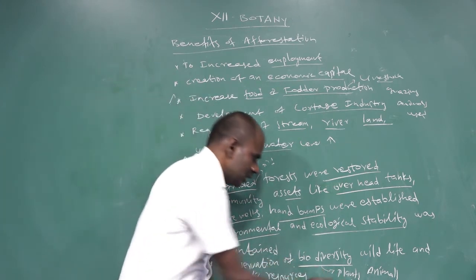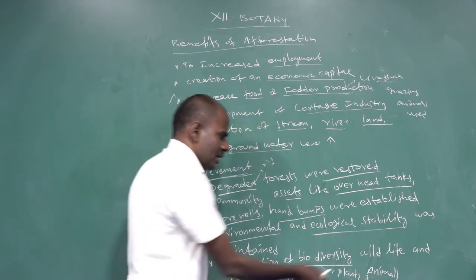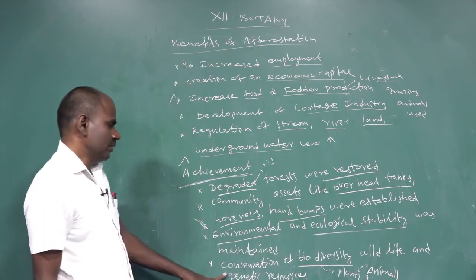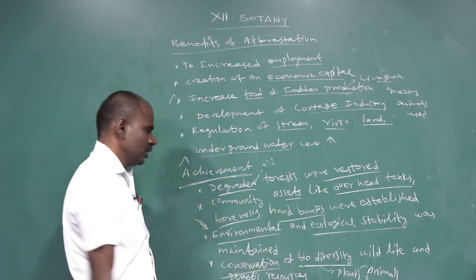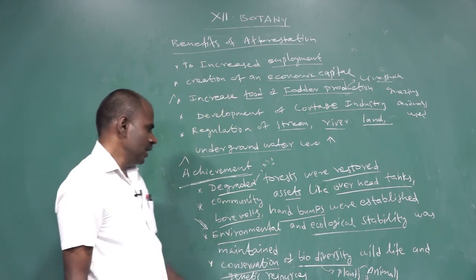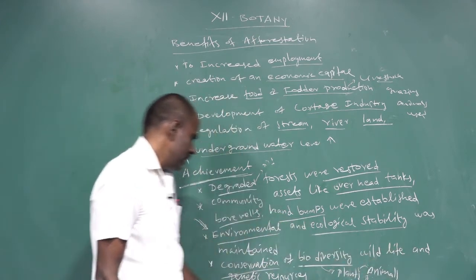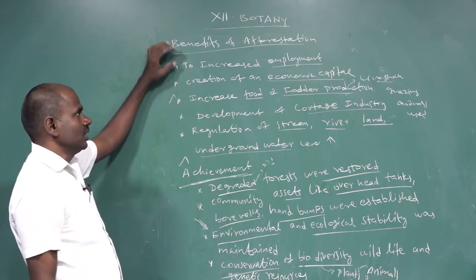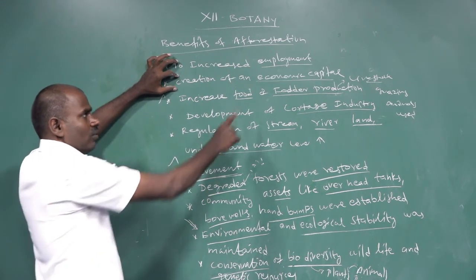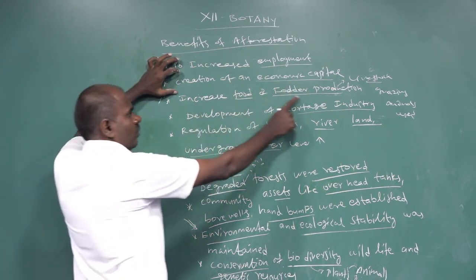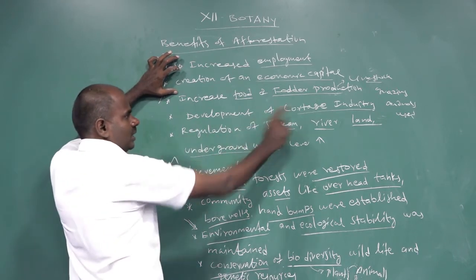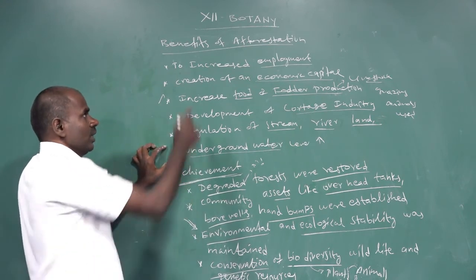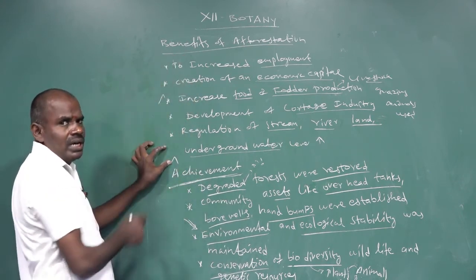This biodiversity involves the interrelationship of plants and animals. The conservation or protection of biodiversity involves afforestation with wildlife and genetic resources. So what are the benefits of afforestation? It increases employment, creates economic capital, increases food and fodder production, develops cottage industries, and regulates streams, rivers, land, and underground water levels. These are the benefits of afforestation.